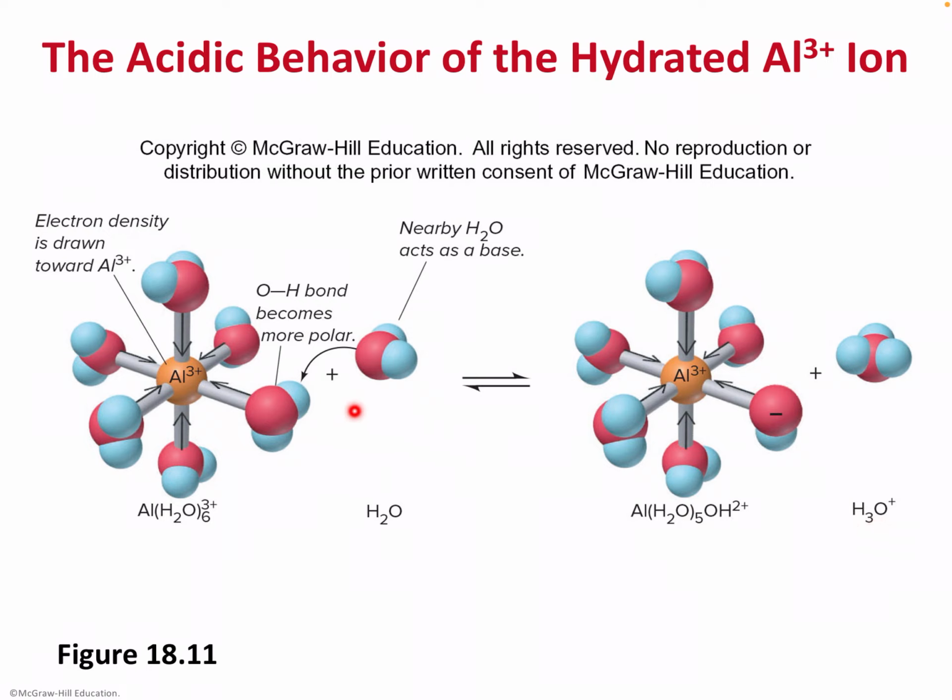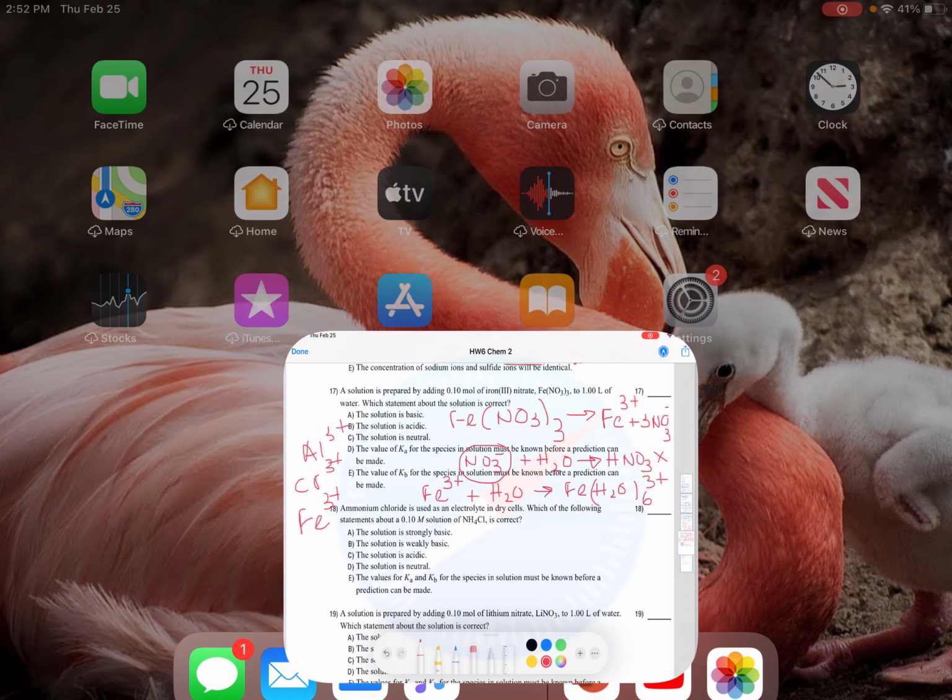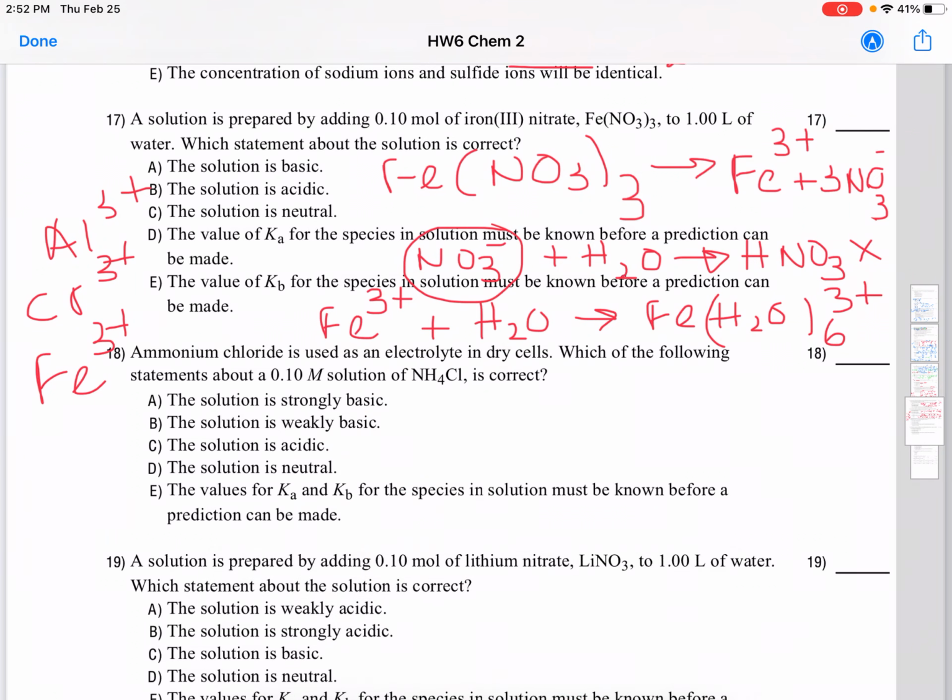So what would the resulting solution be? Since you are releasing a hydronium ion, is it going to be acidic, basic, or neutral? When you are releasing hydronium ions to the solution, that's going to be acidic, right? So that's how you're going to answer that question right there. Okay? It's not going to be strongly acidic.